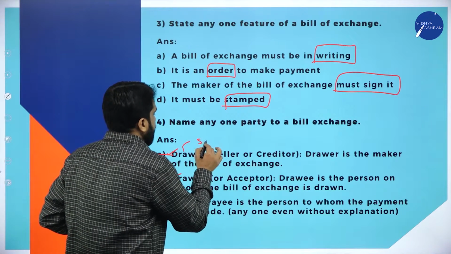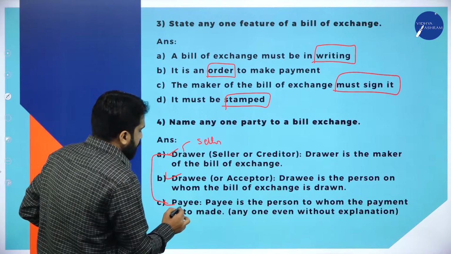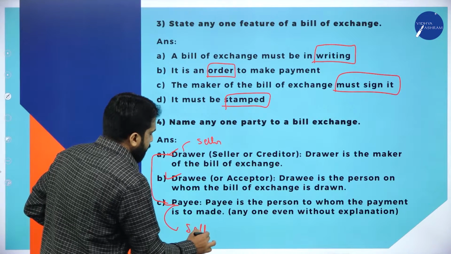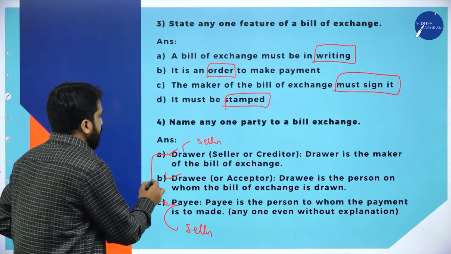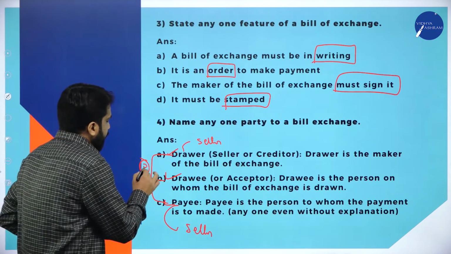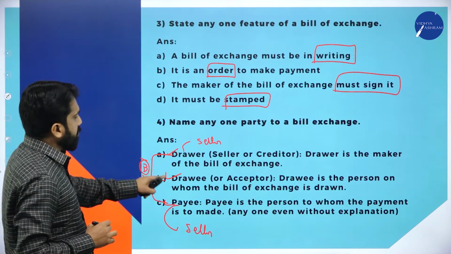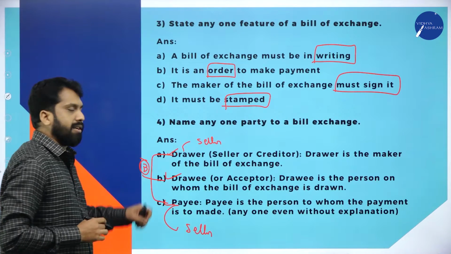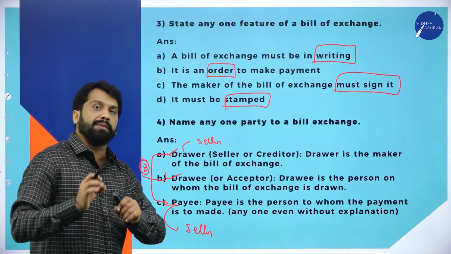Drawer means what? Seller. Payee means what? He is also the seller. Drawee means what? Purchaser, or else you can call it the buyer. So if you mention he is the seller, he is the buyer, it is easy to remember.